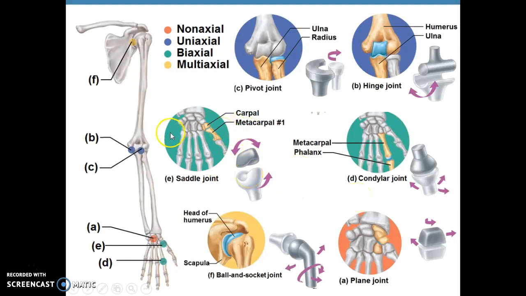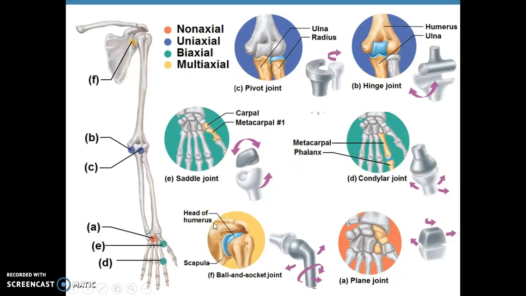One of the perks of being a human is that opposable thumb. And then in between our metacarpals and our phalanx, you can find these condylar joints. So there's a little bit of motion. Not a lot, not all different directions, but you definitely get two axes there.